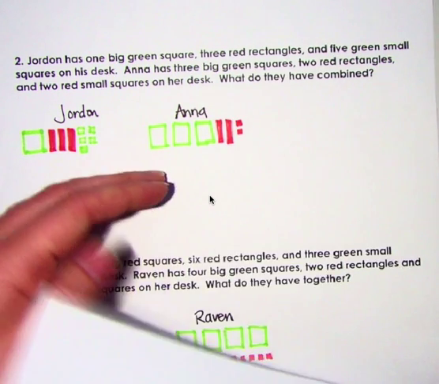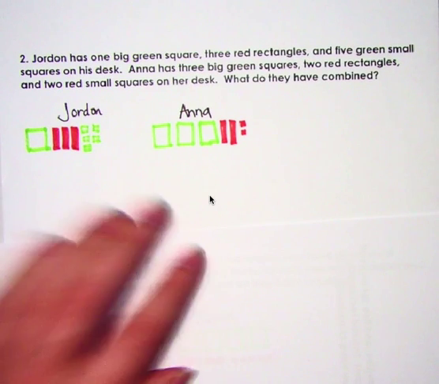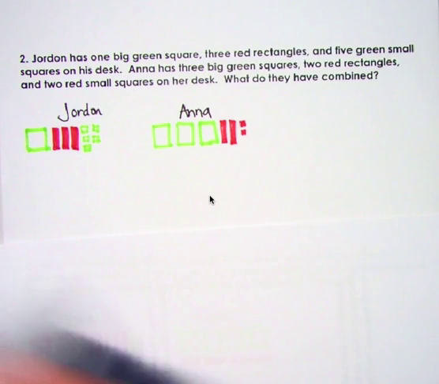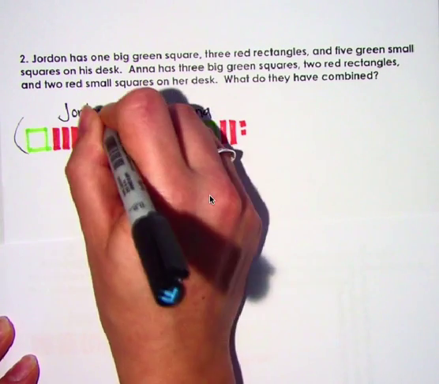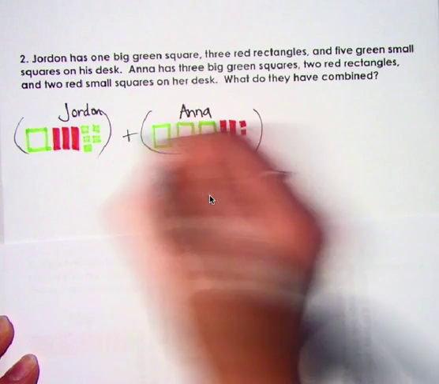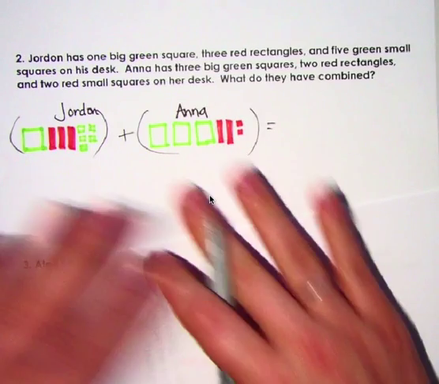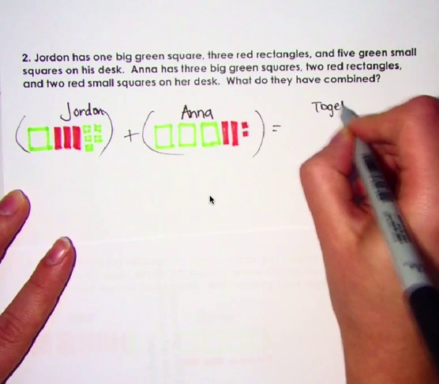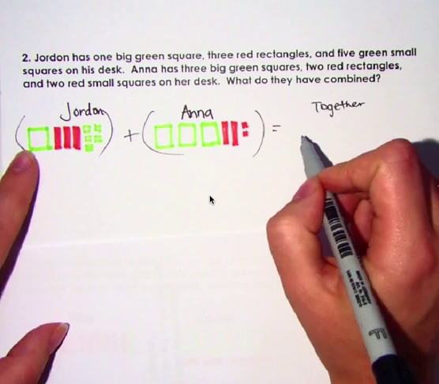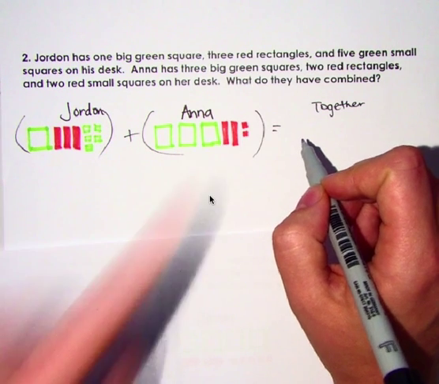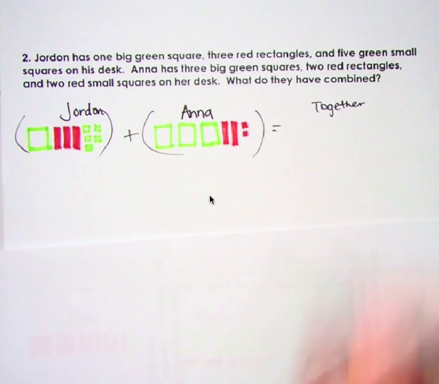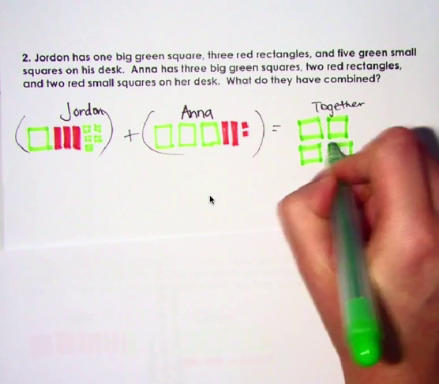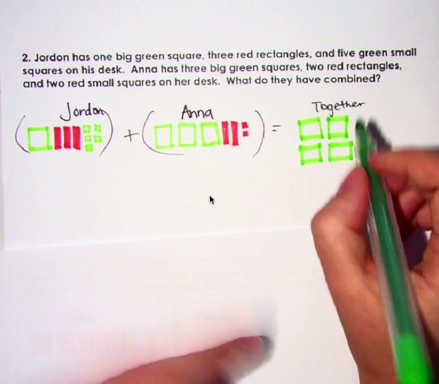All right, so again, imagine taking the tiles on their desk and just putting them all together onto one desk. So that's what we're about to draw. So whatever is on Jordan's desk, whatever's on Anna's desk, let's just combine the pile of tiles, push them in, and then find out what they have together. That means you have 1, 2, 3, 4 big green squares. You have 1, 2, 3, 4, 5 red rectangles.